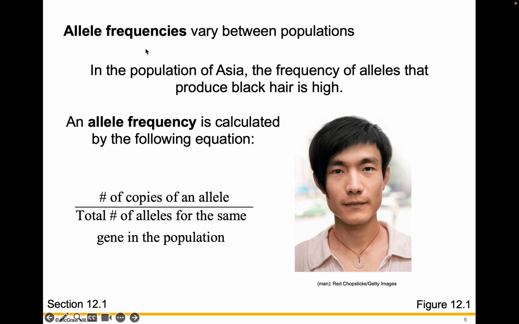For example, allele frequencies vary between populations. Like in the population of Asia, the frequency of alleles that produce black hair is high. The allele frequency is calculated using the following equation. So the number of copies of the allele for black hair, say, divided by the total number of alleles for the gene for hair color in the population.